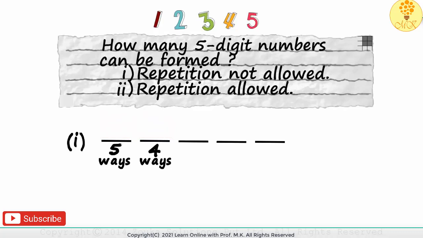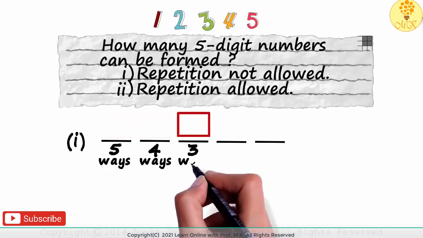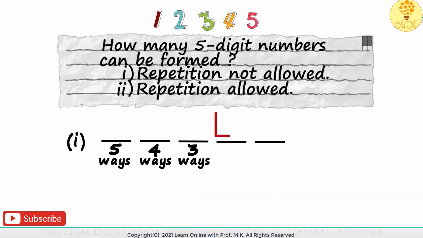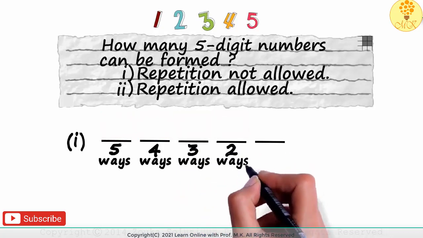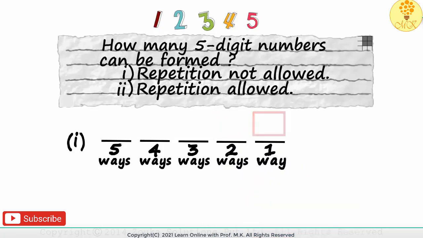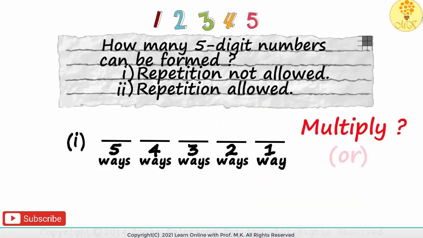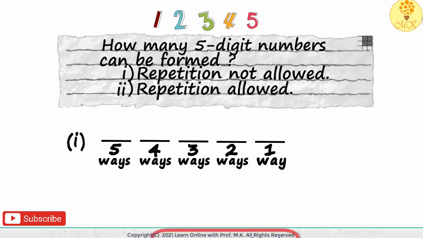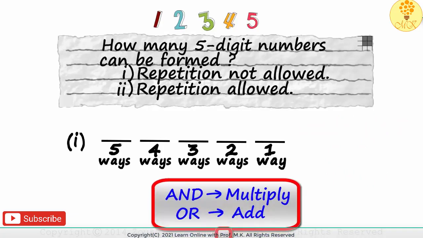Now as 2 digits have been used in the first 2 slots, the third one can be filled in 3 ways. Similarly, the fourth one in 2 ways and the last one is just 1 way. Do we multiply these or do we add them? Don't forget the basic rules of counting. OR is addition and AND is multiplication.